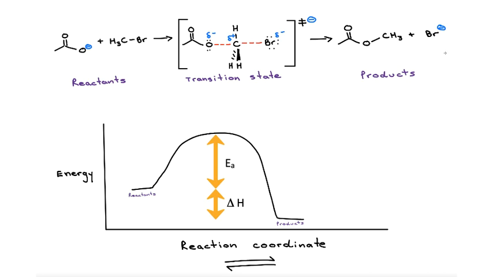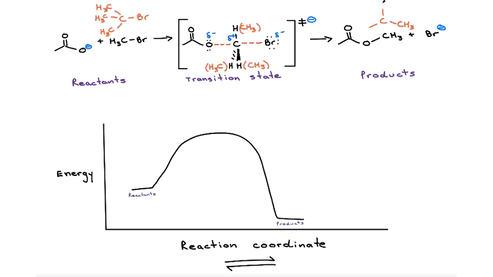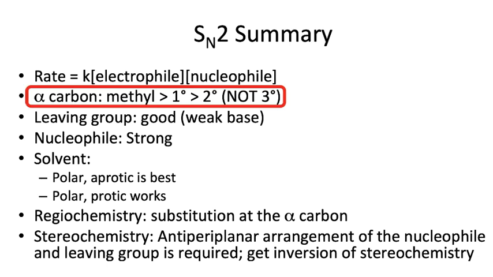There are a few key similarities and differences between the SN2 reaction and the others we have seen so far. There is a bimolecular rate determining step, like the E2 reaction. For the SN2 reaction, the rate depends on the concentration of the electrophile and of the nucleophile. The more crowded the alpha carbon, the more activation energy is required for the nucleophile to access it. The alpha carbon can be methyl, that's Nu, and it reacts faster than a primary alpha carbon and faster than secondary. Tertiary alpha carbons will not react in an SN2 mechanism.